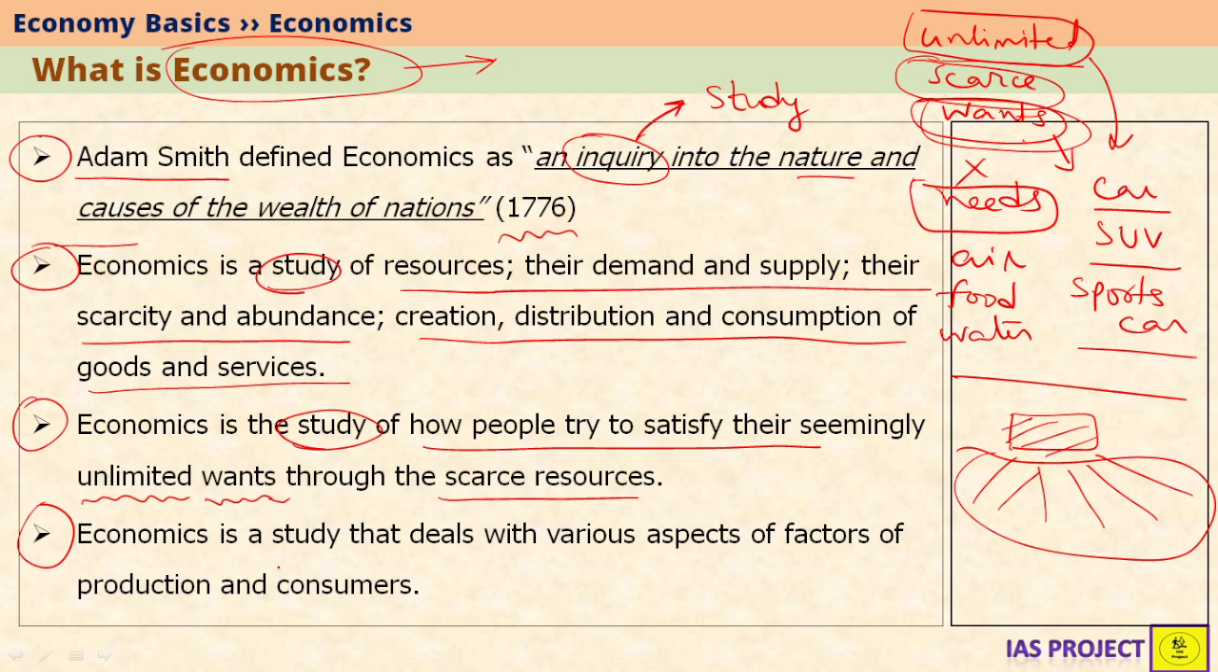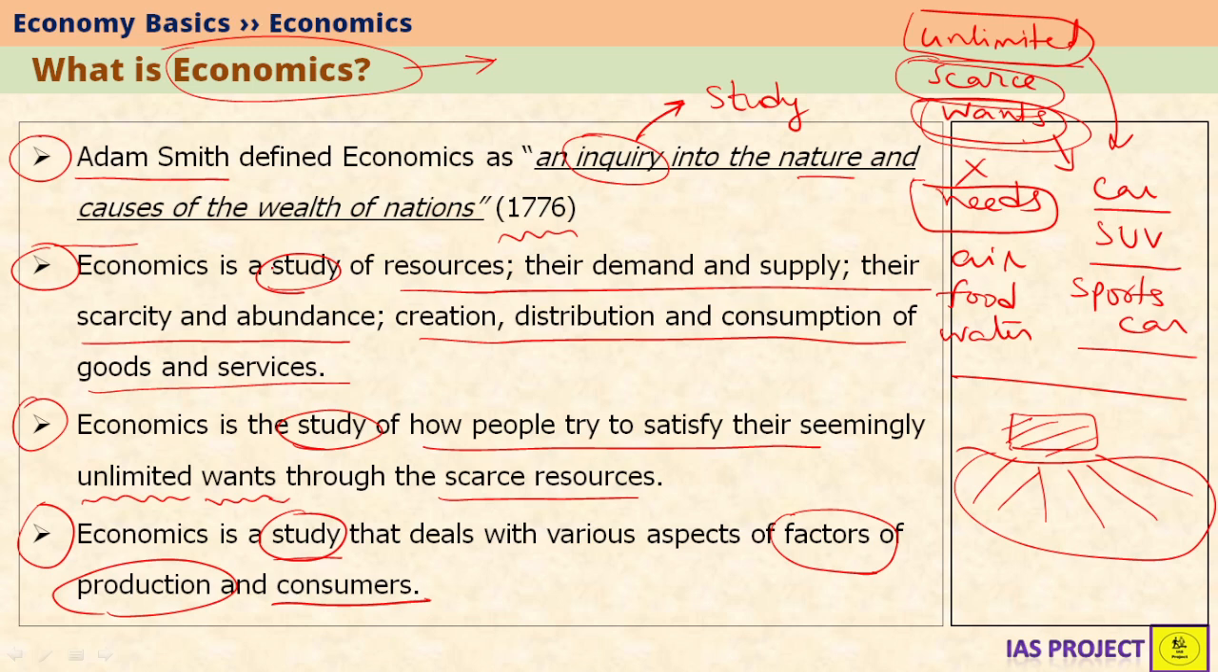Let's go into the fourth definition. The fourth definition says economics is a study that deals with various aspects of factors of production. So what are factors of production? We will learn about factors of production in the coming slides shortly. So economics is a study that deals with various aspects of factors of production and consumers. One thing is very common in all four definitions given here: economics is a study.